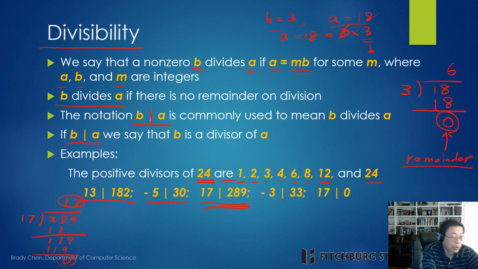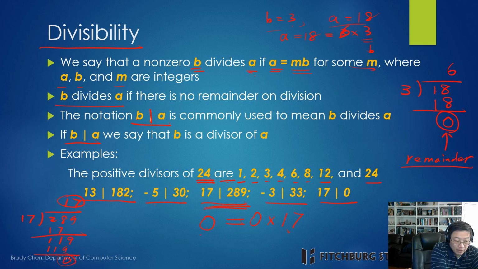So 17 divides 289. That's pretty trivial. And 17 divides 0. Now, 0 is a very special number. Why does 17 divide 0? We can check from the definition. If B divides A, then we can write A equals M times B. So if we can write 0 as 17 times some number, then we say 17 divides 0. This is pretty simple: 0 can be written as 0 times 17. So 17 divides 0.